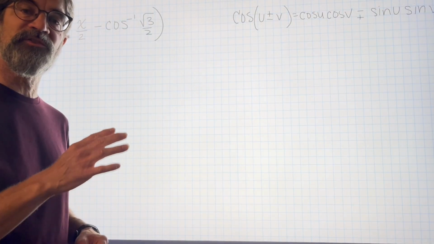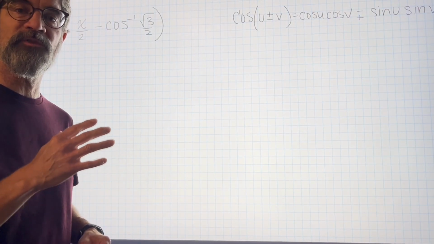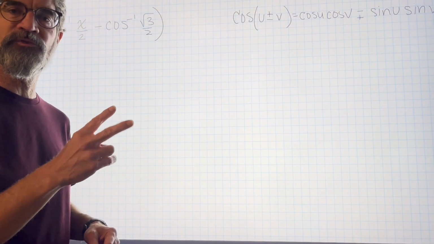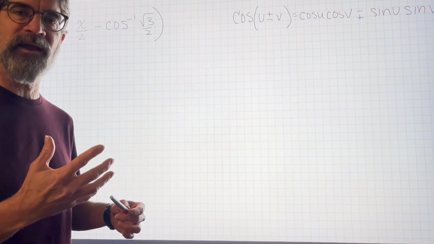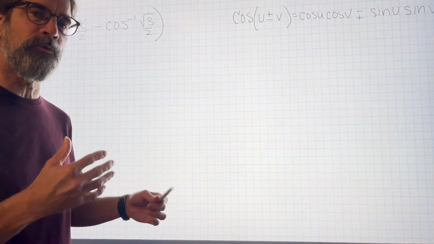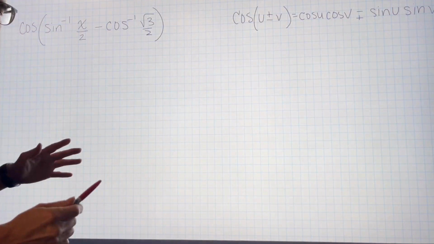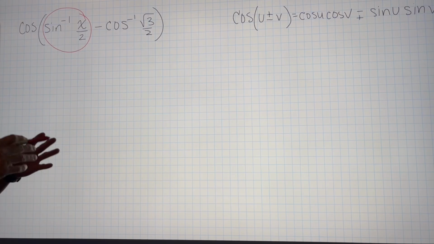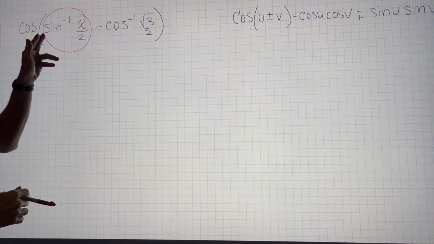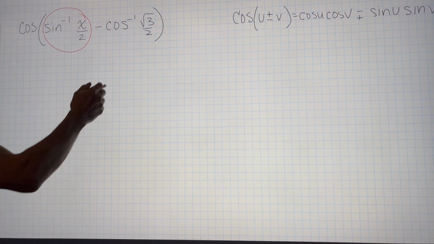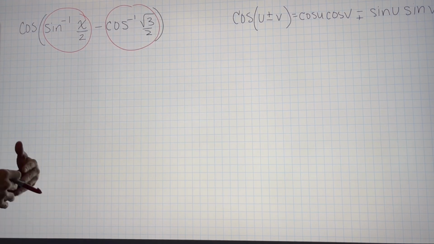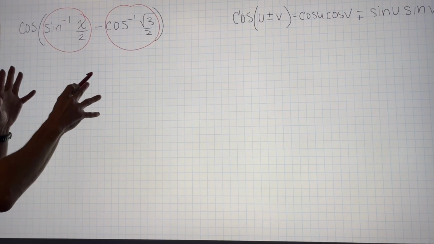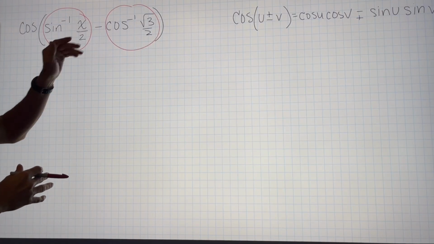Here we have a trigonometric sum and difference problem that uses two inverse trigonometric expressions for angles instead of angles in degrees or radians. So remember, this is an angle. Inverse sine of x over 2 is an angle. Inverse cosine of rad 3 over 2 is an angle. So these are two angles, the difference of two angles.